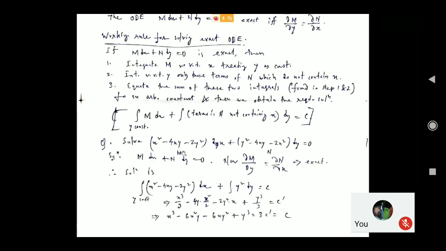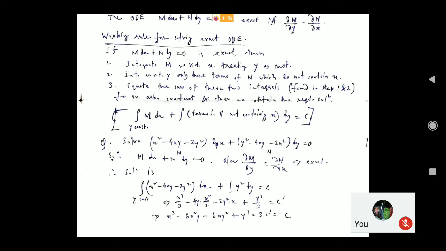This is your m. I have written this as m dx plus n dy. This is your n and this is your m. Check if this condition is satisfied or not. Satisfied, sir. So what do you get? Del m del y equal to what? Tell me the expression.